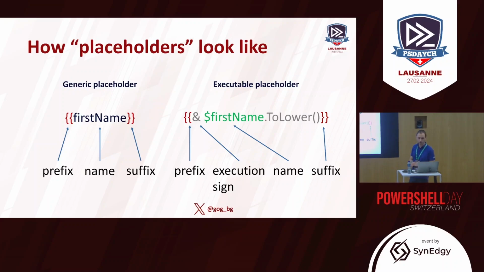And there is this more advanced scenario where you can have these executable placeholders if you specify this execution sign, like &, because in PowerShell, that's the execution operator. After that, you can use PowerShell syntax to transform the data into whatever format you want.